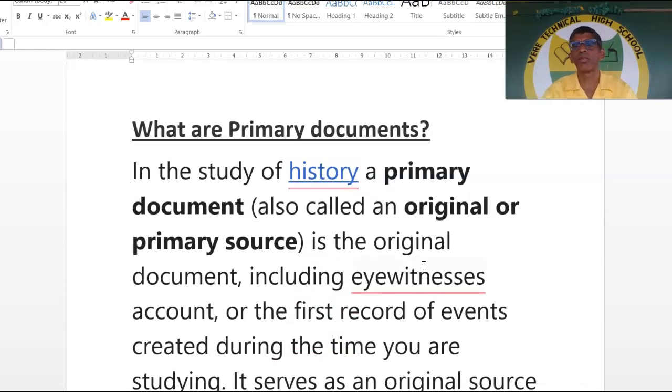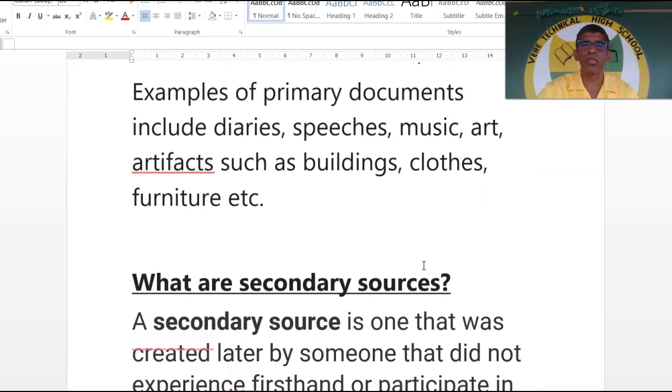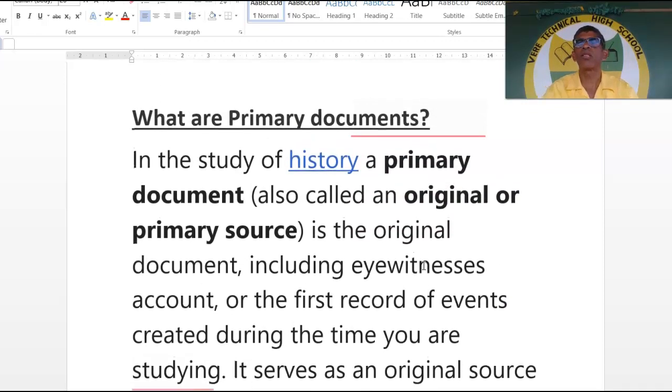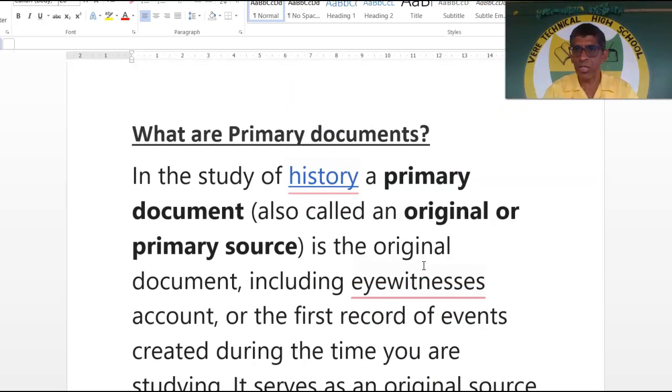Very important question. What are primary documents? Now, it is important that we make a distinction. Let me roll this up a little bit for you. Notice that there's a distinction between primary documents and secondary sources. So there should be two distinctions: primary documents and primary source. Let's go again. We need to know the difference between primary documents and primary source.